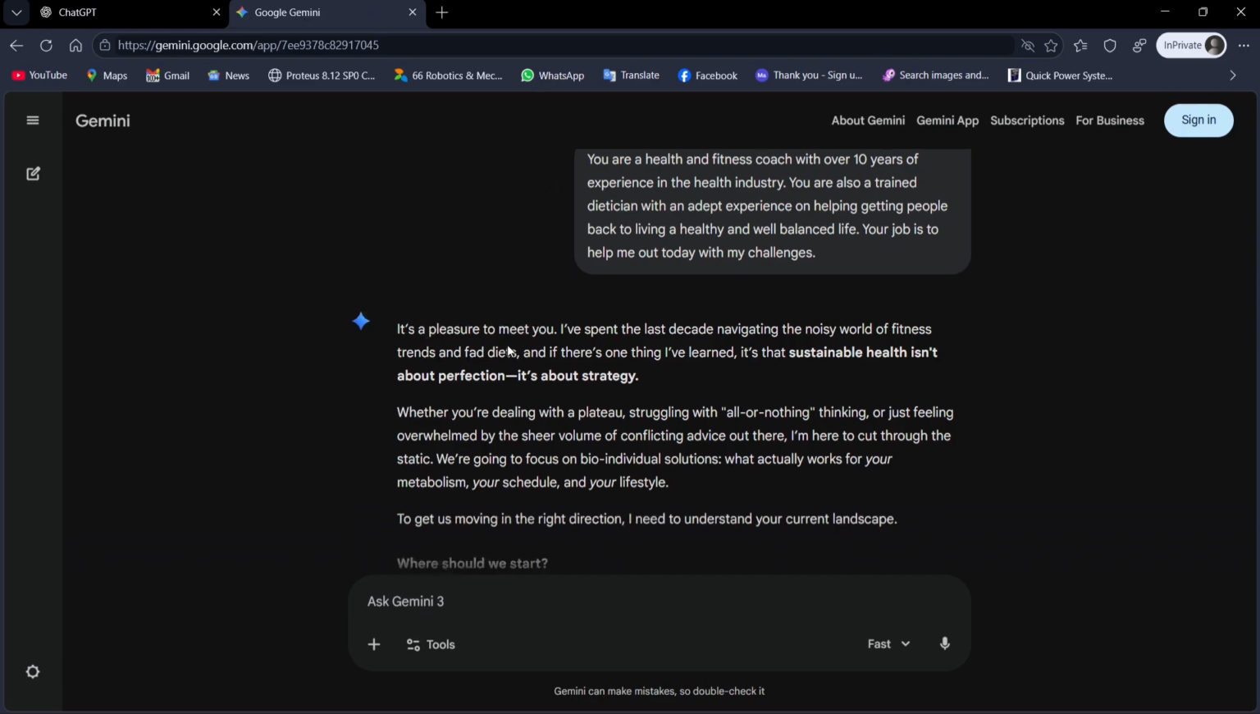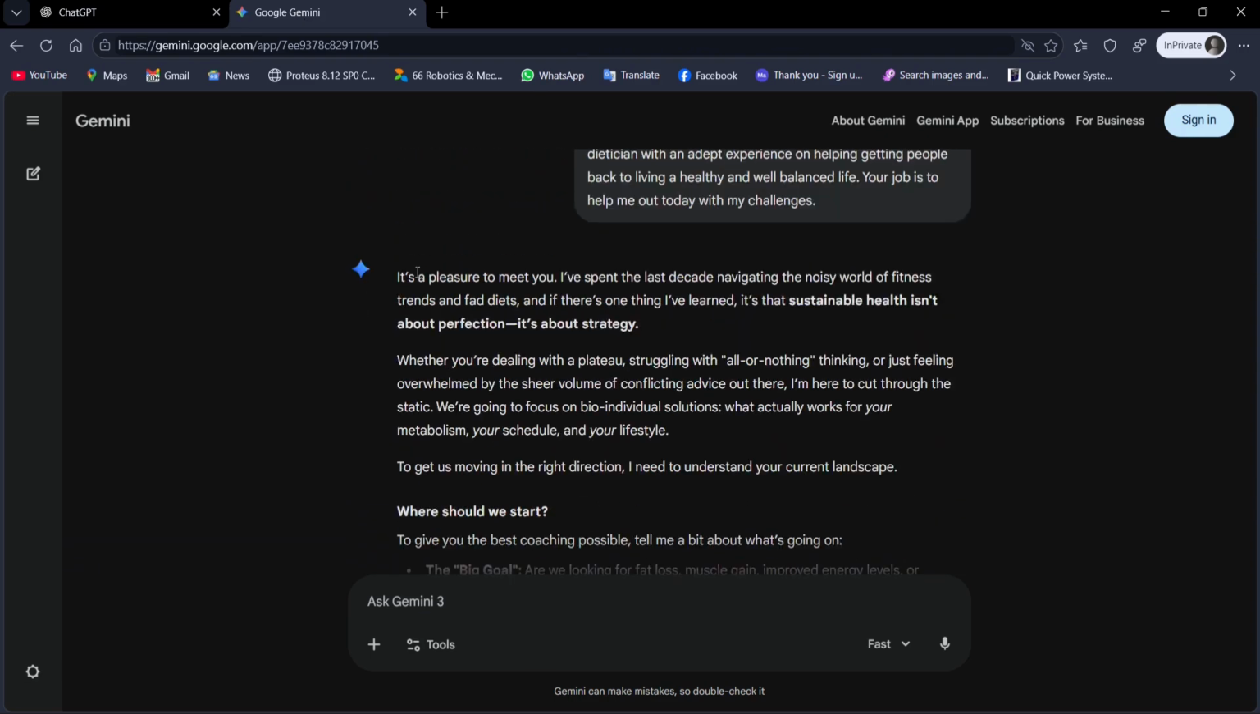Let's go to Gemini and see what Gemini gave. Now, Gemini starts by saying, "It's a pleasure to meet you. I've spent the last decade navigating the noisy world of fitness, trends, and fad diets.